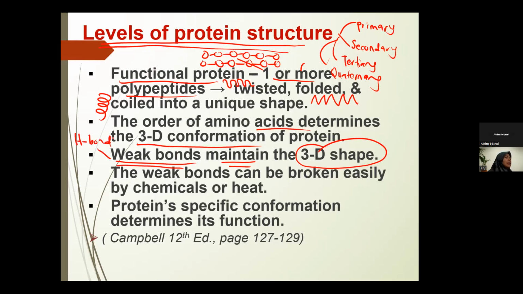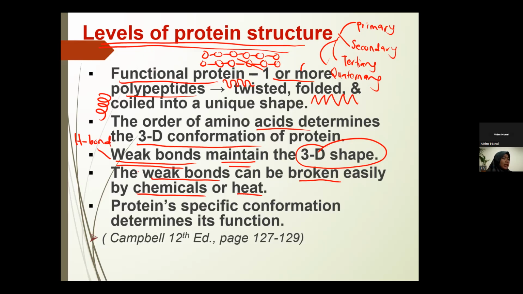Ini antara yang paling senang, hydrogen bond. Okay, nanti kita belajar apakah ikatan-ikatan lemah tu. Nanti kita belajar. So, ikatan lemah akan mengekalkan bentuk 3D sesuatu protein, and this weak bond can be easily broken by heat or chemical. Kalau suhu terlalu tinggi contohnya, pH terlalu acidic atau terlalu basic contohnya, protein awak akan hilang bentuk dia.